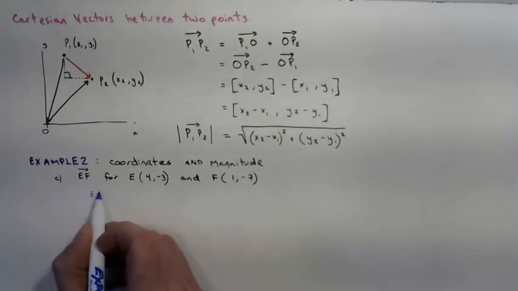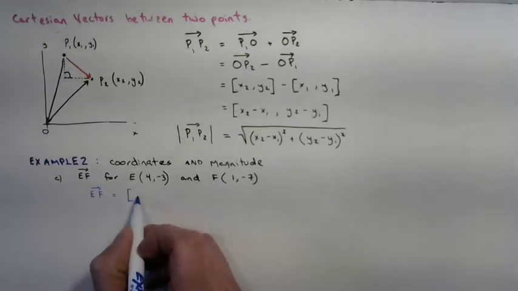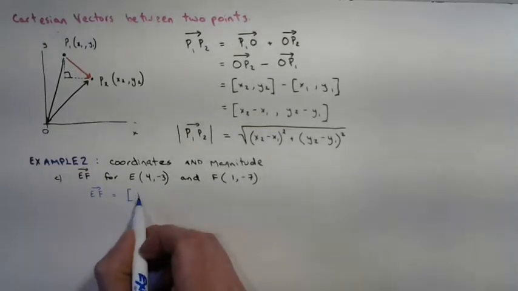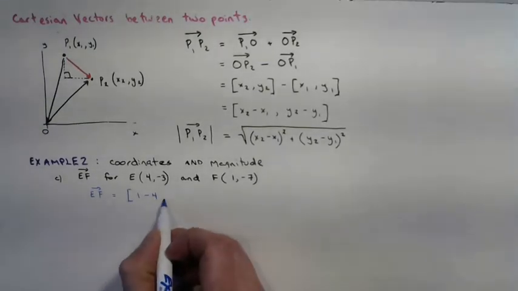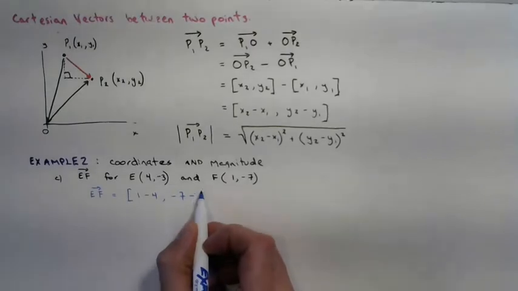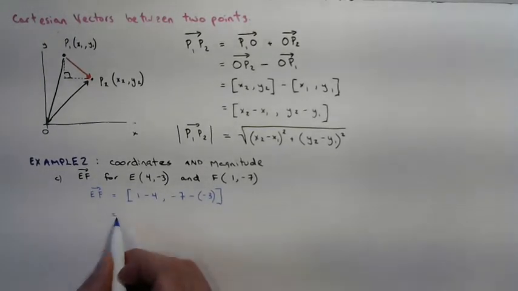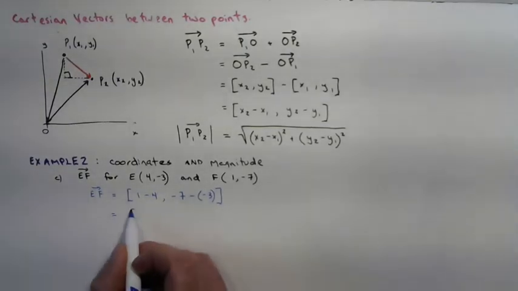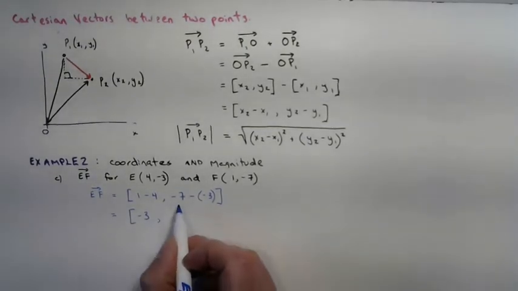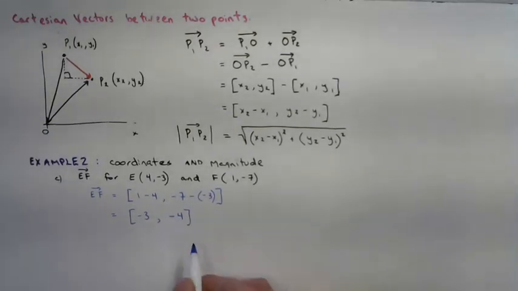The coordinates of the position vector for EF are, again, x2 minus x1, comma, y2 minus y1. Be careful with your brackets, etc., and your positives and negatives. We've got 1 minus 4 is negative 3. Negative 7 plus 3 is negative 4.